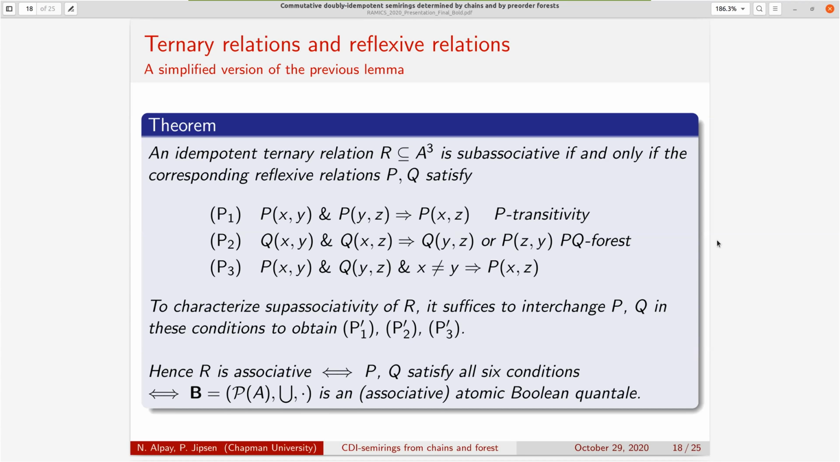Now, to characterize subassociativity, it would be enough to exchange P and Q, and then we would obtain respective three new equations. And then R would be associative if and only if P and Q satisfy all six equations that we get, which would mean, in an if and only if relation, that B would be an associative atomic Boolean quantale.